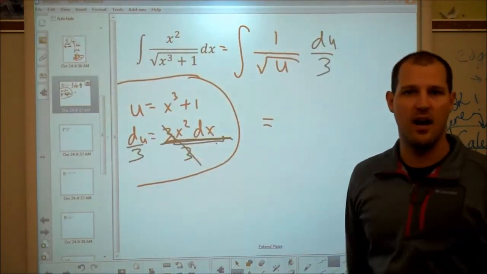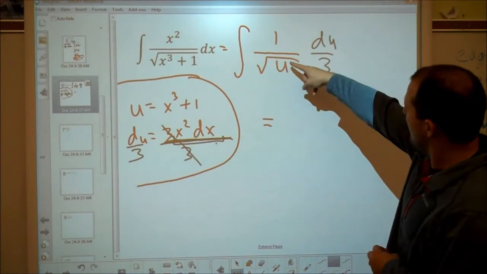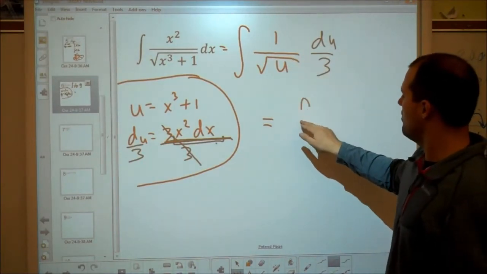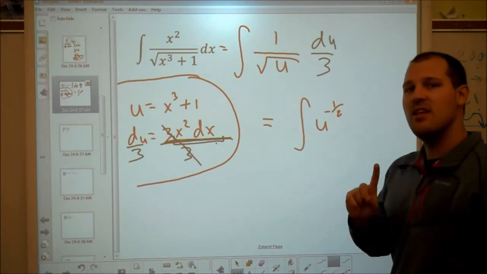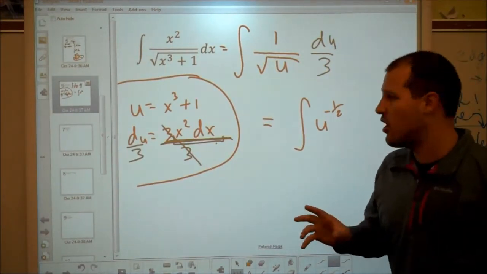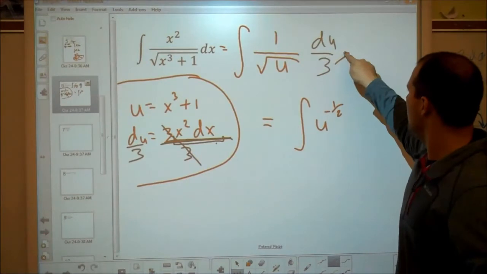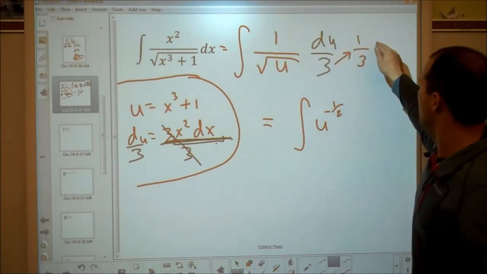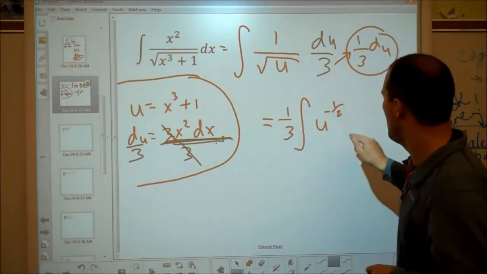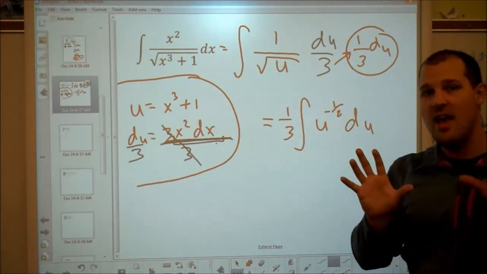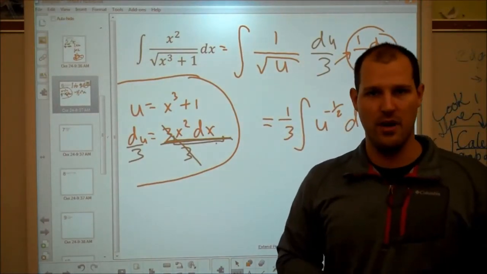Okay, and so I now want to rewrite this in a way that's a little bit easier to see. I'm going to box that off. And so the way I'm going to write that, I'm going to get rid of this in the numerator. I'm going to get rid of the radical. And so I'm going to write that as u to the negative 1/2. The other thing I'm going to do is I'm going to factor out my constant. This right here is actually a 1/3 times du. So I'm going to bring the 1/3 to the front. I've still got a du out here, and now this is a fairly straightforward integral to deal with.